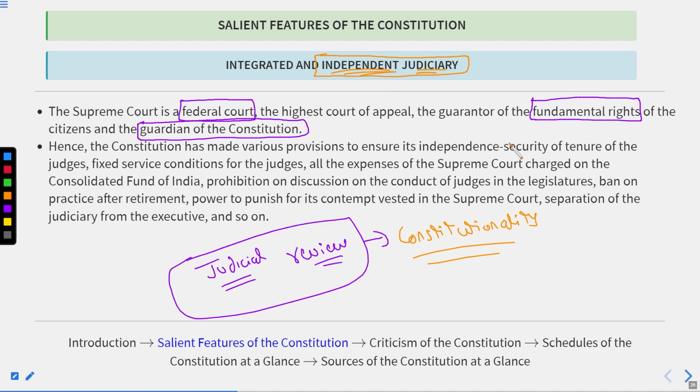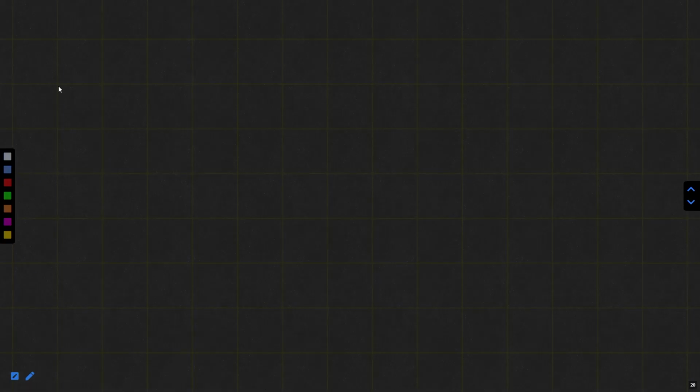First is that the security of tenure of the judges is fixed. It means that once a judge has been appointed to the Supreme Court or any court, the judge could not be removed that easily. This requires an impeachment process to remove any judge.